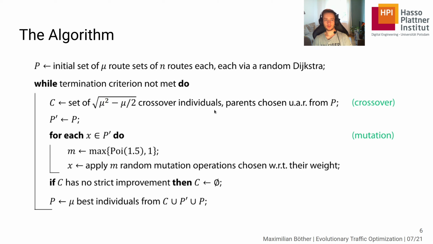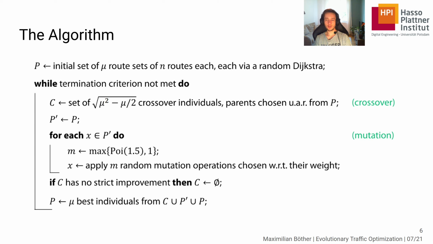So this means we have to imagine that we take two route sets out of our entire population, and then we have n routes. So maybe we take n and a half routes from the one route set and n and a half routes from the other route set, join them together, and then have a new route set that is basically the merge of two other route sets, and check if it's better.